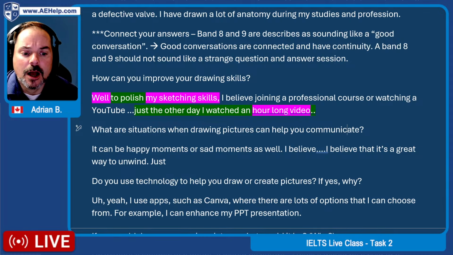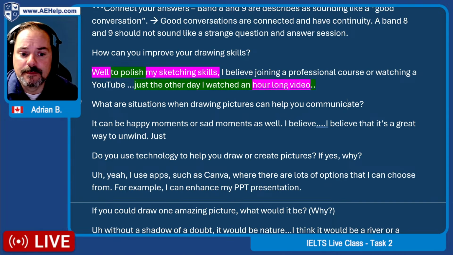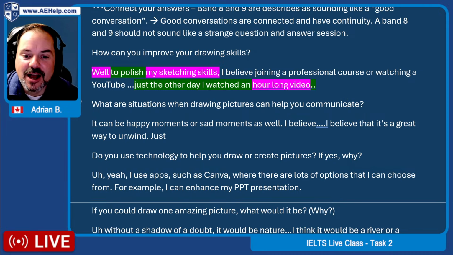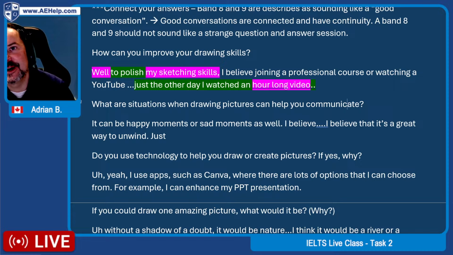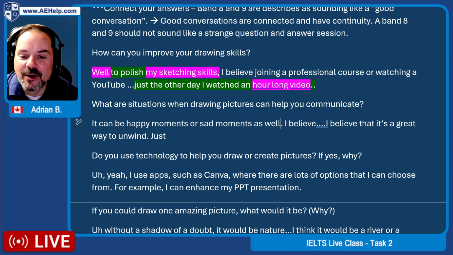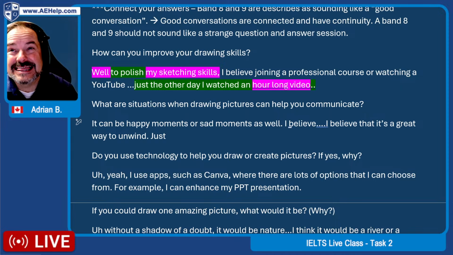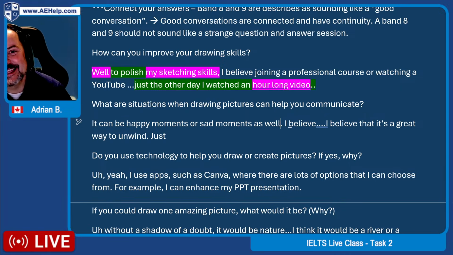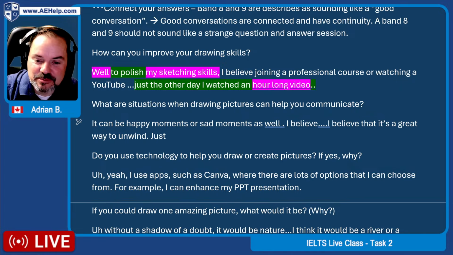Okay. The next one I asked you about situations when drawing pictures can help you communicate, and you said it can be happy moments and sad moments. You said it's a great way to unwind. Just the other day, you drew a picture. That was really good. Now, students, when you're speaking, as with good communicators, while we speak, if we can think at the same time, I know that's really hard, speaking another language and thinking very quickly at the same time, but it is possible through practice.